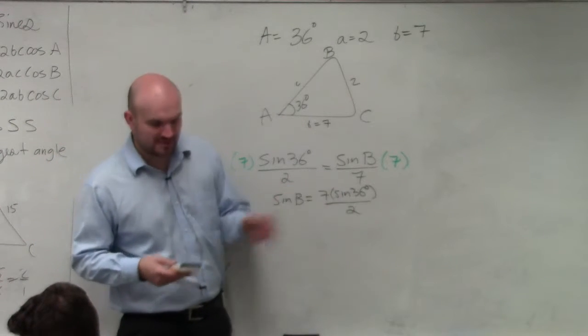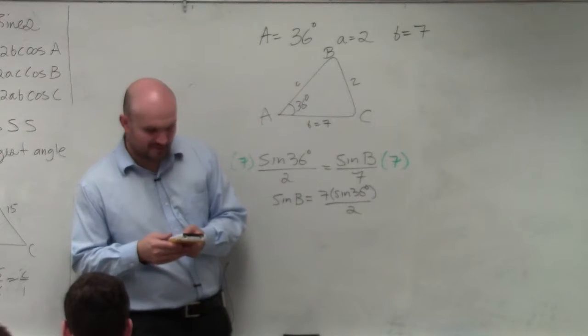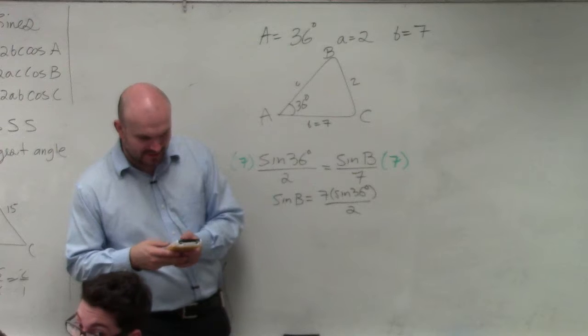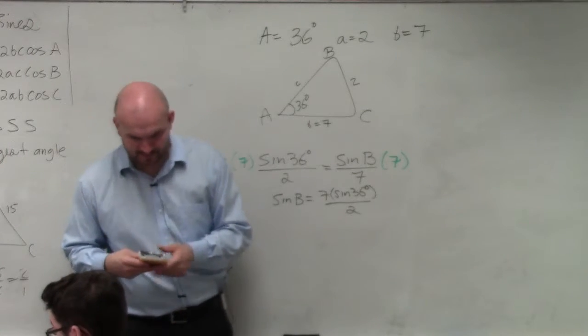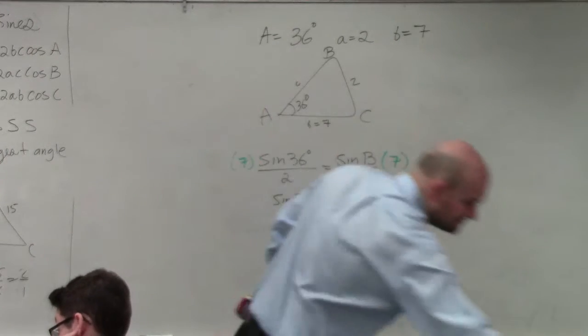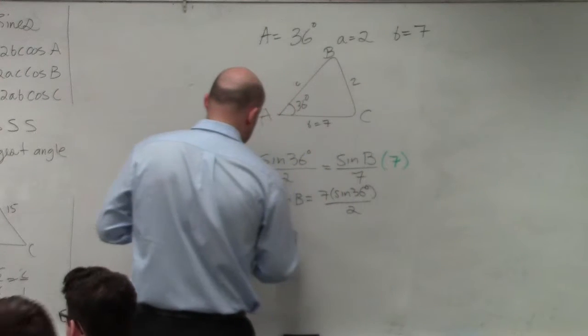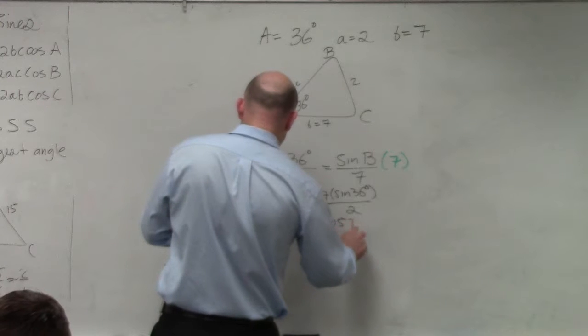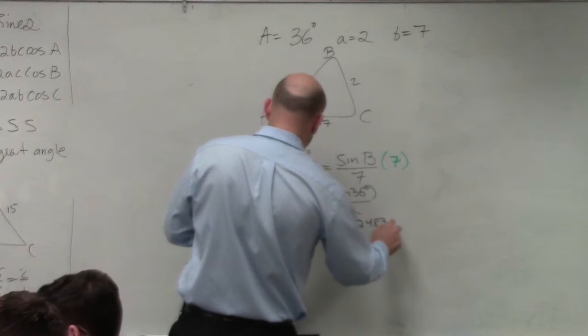Now, we can solve for this first, and I'll just kind of explain this. So let's do this first. 7 times the sine of 36, close the parentheses, divided by 2. And what I get is sine of B equals 2.05724883.